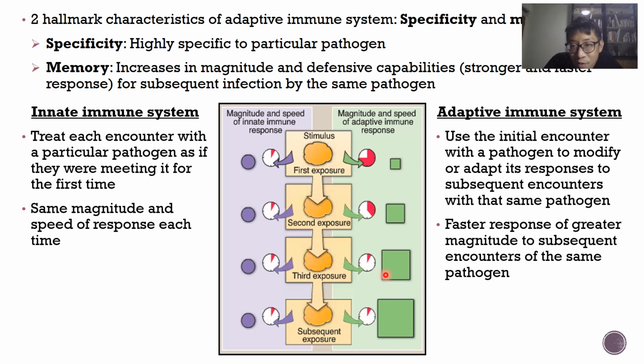But for the adaptive immune system, that is different. The adaptive immune system takes a longer time to be triggered, but upon subsequent exposure to the same pathogen, you can see that the time needed for triggering is shorter, meaning it is triggered faster, and the magnitude, given by the size of the figure, is larger each time the adaptive immune system encounters the same pathogen. That is defined as the immunological memory displayed by the adaptive immune system.